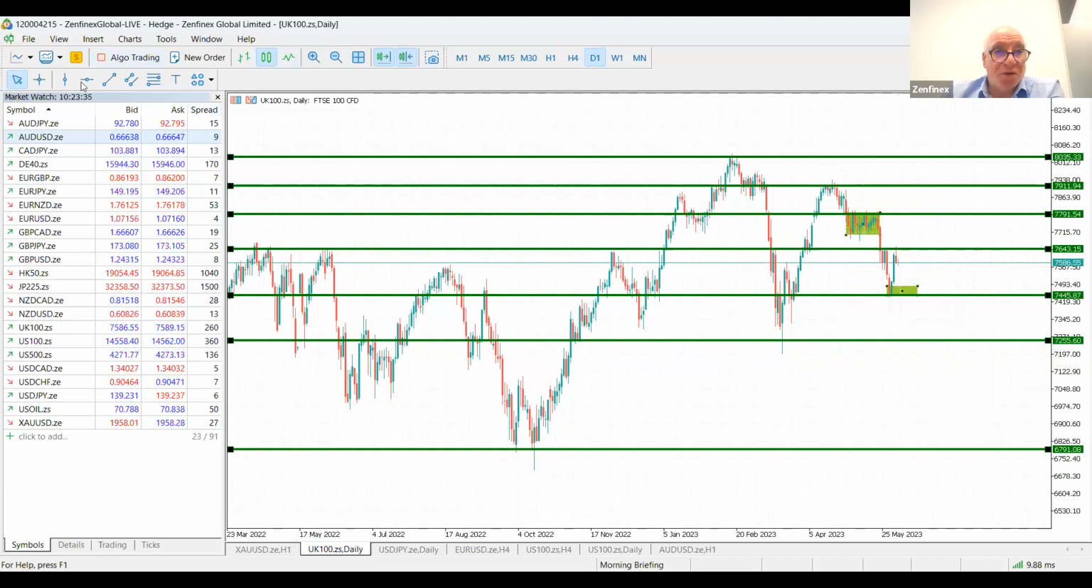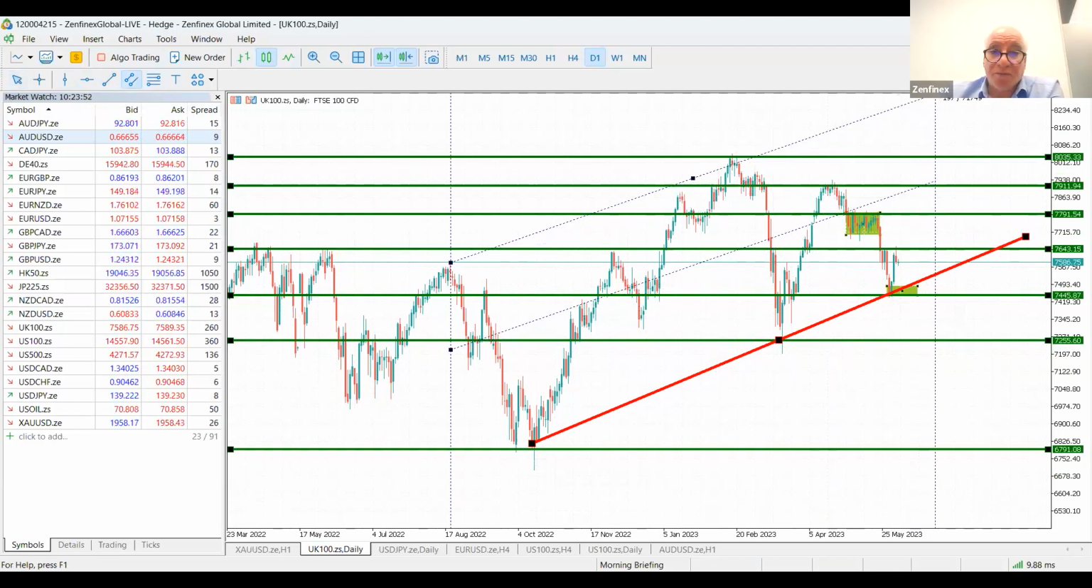If I draw a channel here, let's start with the trend line, see what that's doing. Right, are we still in this upward channel? Upward trend. The channel just looks too big for me to even bother drawing in, but let's draw it in anyway. Get rid of this trend line.